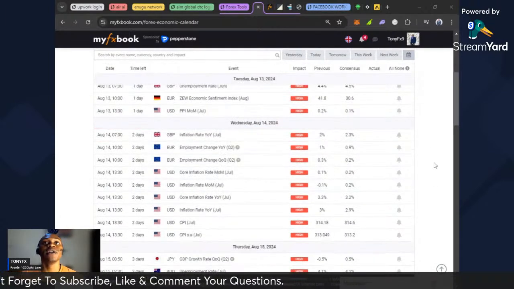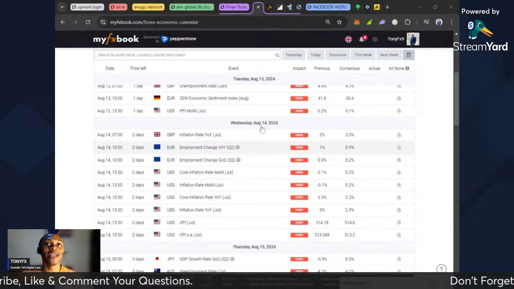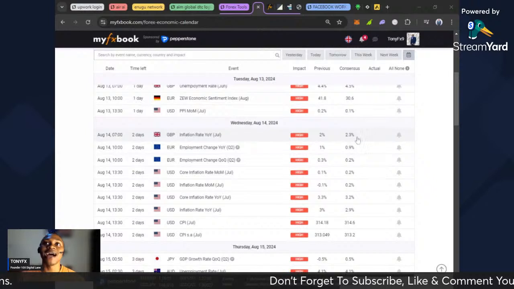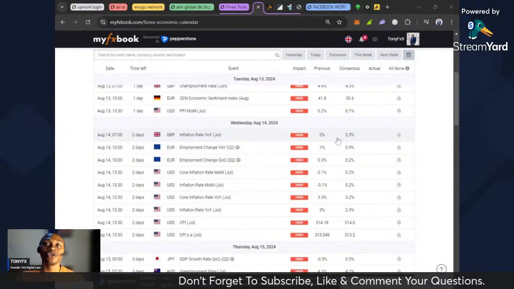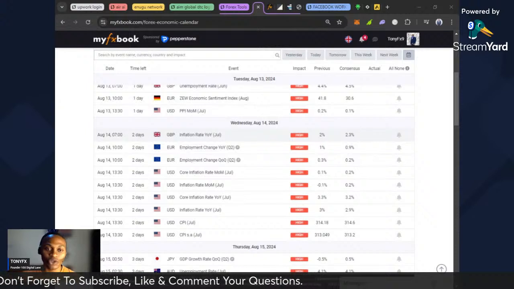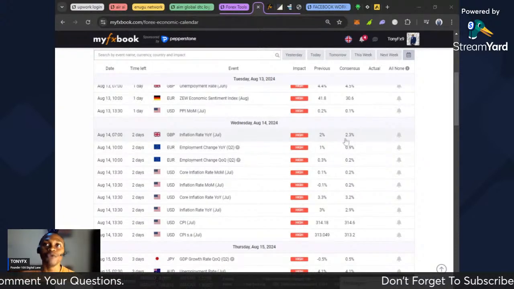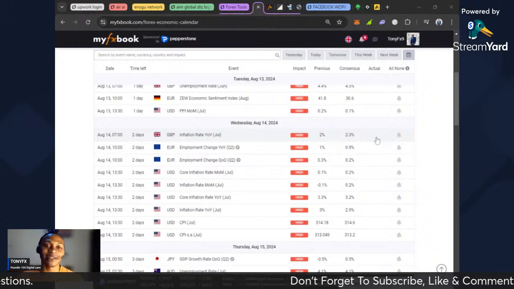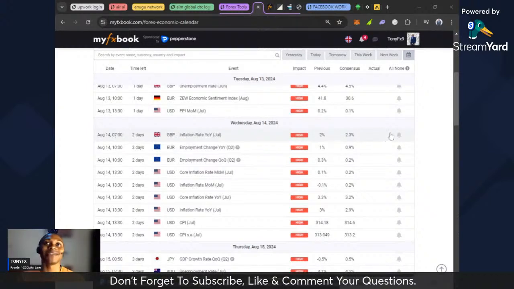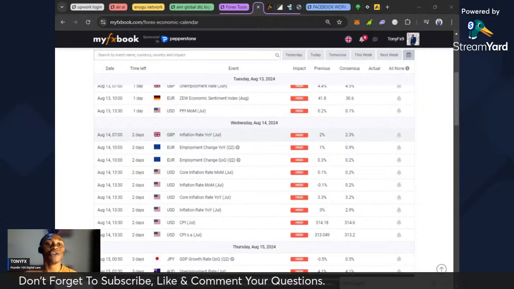Okay. Then on Wednesday, we have inflation rate year over year for Great Britain pound by 7 a.m. West African time. Analysts are saying that the inflation is going to increase by 2.3% year over year. If that happens, Great Britain pound will be strong. But if we get a lower figure than 2.3%, Great Britain pound will be weak. That's by 7 a.m. West African time. So you can now start buying Great Britain pound against dollar.